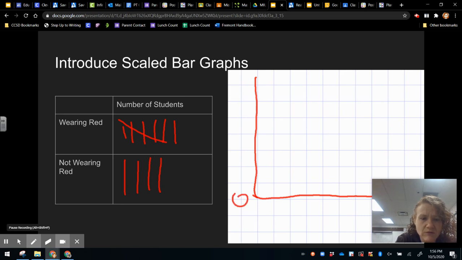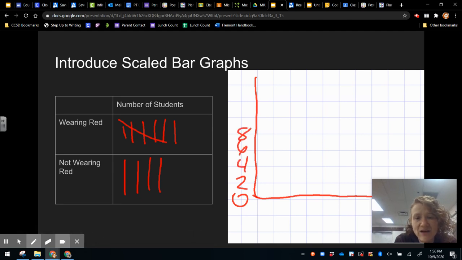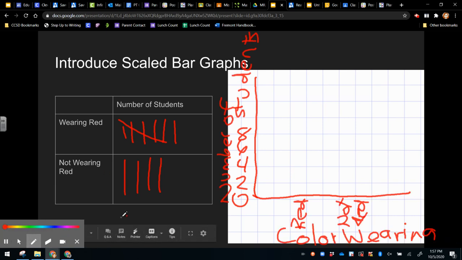So if I go 0, 2, 4, 6, 8. That's as high as I need to go because the highest number was 7. 1, 2, 3, 4, 5, 6, 7. I didn't leave myself very much space here to write, so I added a label on the scale, number of students. I also added a label here for the categories, red and not red. I also added a label here to say what the categories were talking about, the color they were wearing.